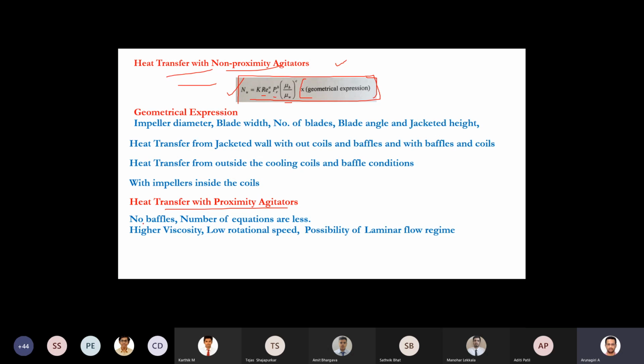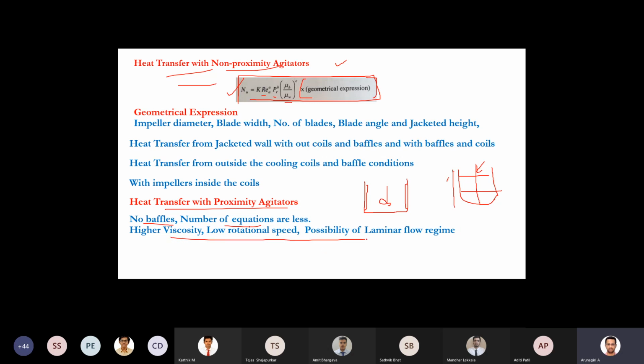In these cases we don't have any baffles, because the diameter of the gate and anchor type will occupy most of the space in the vessel. So baffle arrangement is not required. But in non-proximity agitators, once you introduce a stirrer, these are all your baffles. Here the baffles are not available in proximity agitators, so the number of dimensions also comes down. We only have to take care of the dimensions of these things, so the equations are fewer.